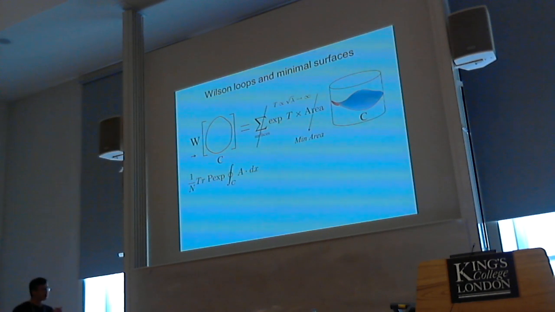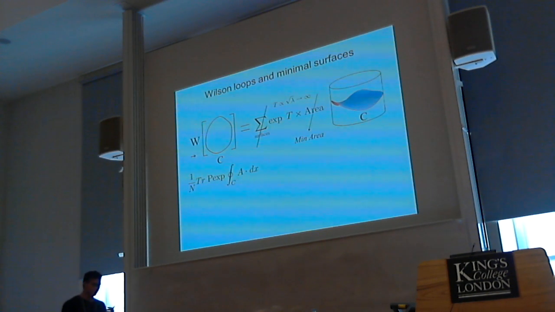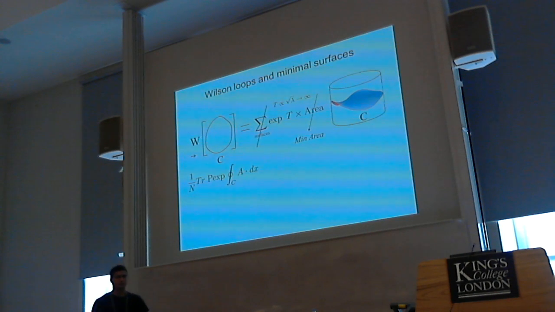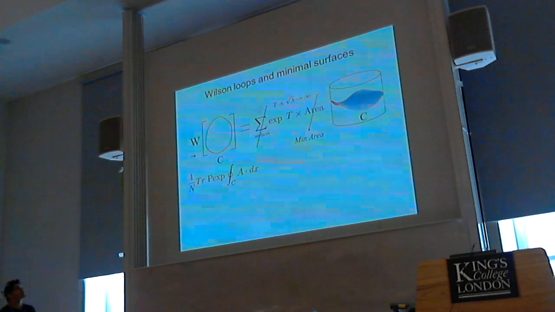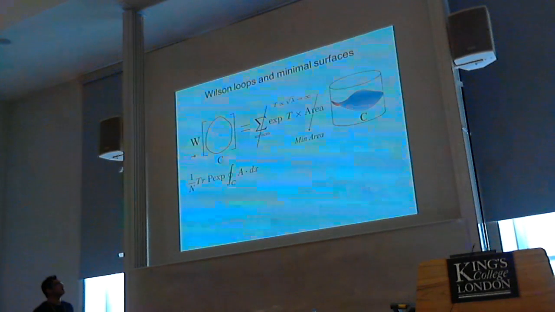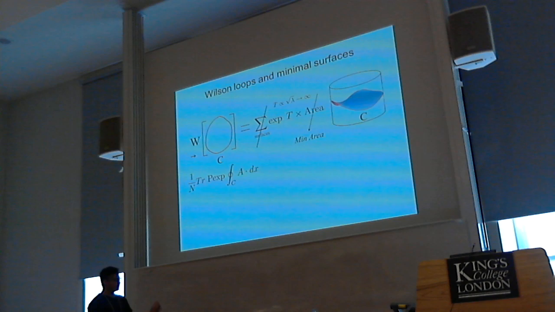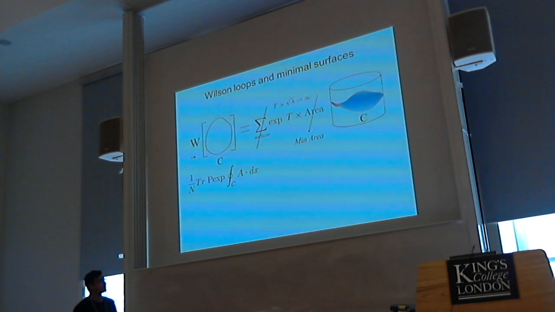Now, in the case of N=4, the string tension is proportional to the 't Hooft coupling. So, in the limit of large 't Hooft coupling, this sum will just be the classical term for the minimal area, and the problem of computing this Wilson loop just becomes one of computing minimal surfaces in AdS.